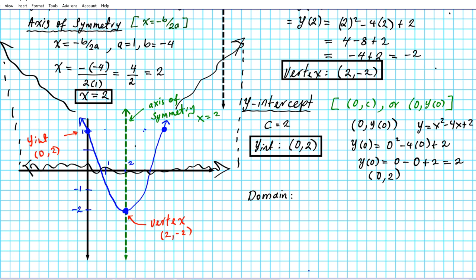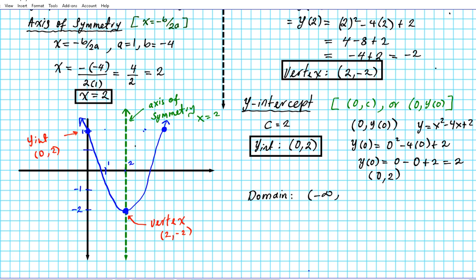Okay? So remember, the horizontal span of the graph represents your domain. All right? So let's go ahead and write down what that is. The domain is going to be, you're going to the left forever, from negative infinity, to the right forever, to infinity. That's your domain, using interval notation, or you can also write it as the set of all real numbers. You can write it like that, or just write all real numbers.